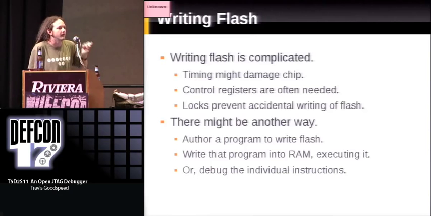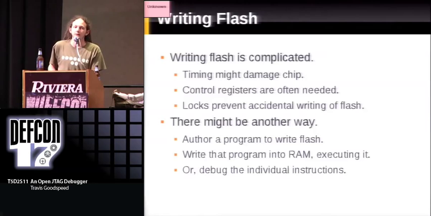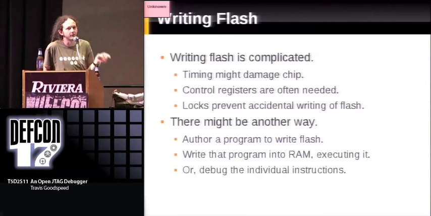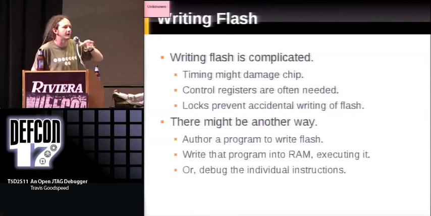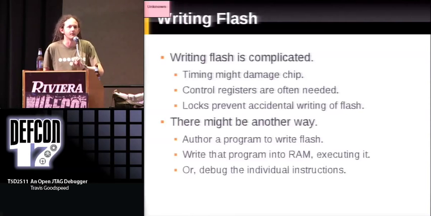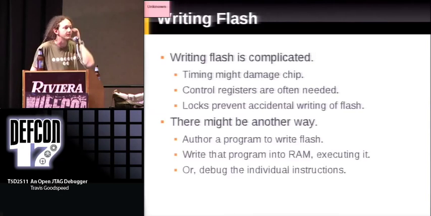But if you're unable to do that, you can still look up in the documentation of the chip how to write flash memory from inside of the chip, how to write a program that'll write flash memory. And on the chips that allow you to execute from RAM, which are the minority, but not a small minority, you can just write a program to write to flash memory, throw that program into RAM, and execute it there. On some chips, officially, you're even supposed to write flash memory by debugging individual instructions. It's telling the CPU, run this command, run this command, run this command, while they're all CPU instructions, not JTAG instructions.